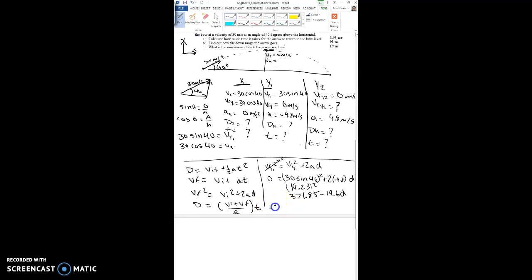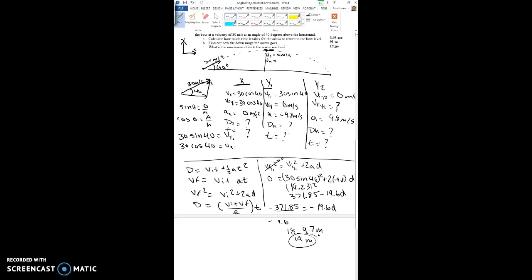So 371.85 is equal to negative 19.6 d. So divide this quantity by negative 19.6, and you get 18.97 meters, and that's the maximum altitude it reaches. So you see the answer here is 19. This rounded is 19 meters. Good.